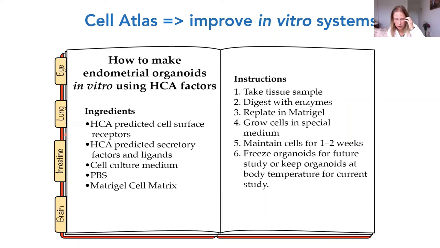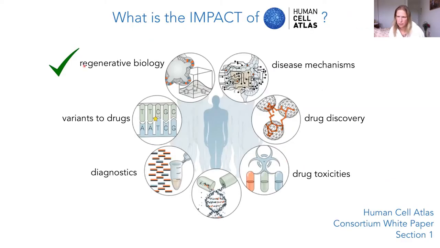Another way to think about it is that the human cell atlas data from in vivo human tissues gives us a recipe for how to improve our engineered in vitro systems. So the endometrial cell atlas has the recipe inside it, the data inside it, for how to make really lifelike endometrial organoids, using the cell surface receptors that we predict for every cell type in the in vivo tissue, using the predicted secreted factors that are signaling to those ligands inside the tissue, and then using cell culture medium, Matrigel, and so on, we can adapt how we grow the cells. So that's an example of the impact that the in vivo human cell atlas, the healthy reference cell atlas, can have for regenerative biology.